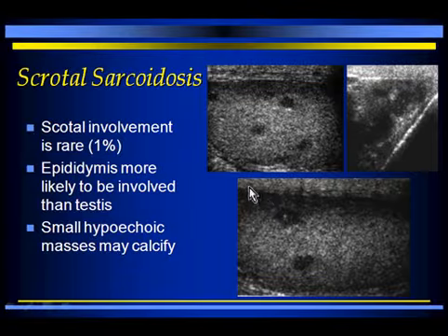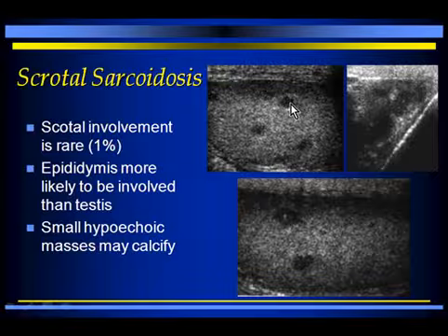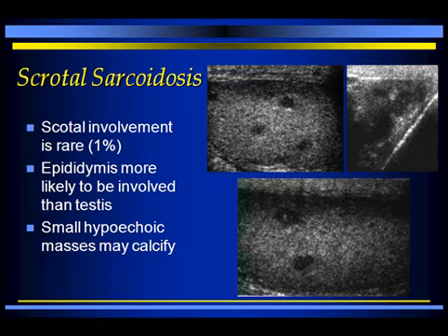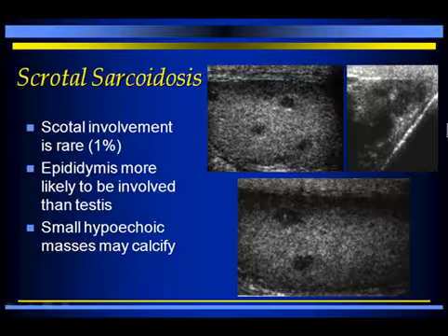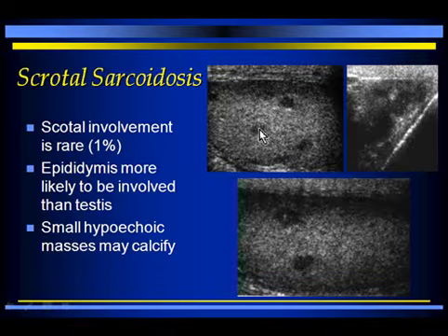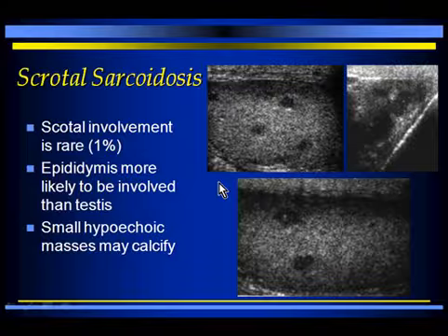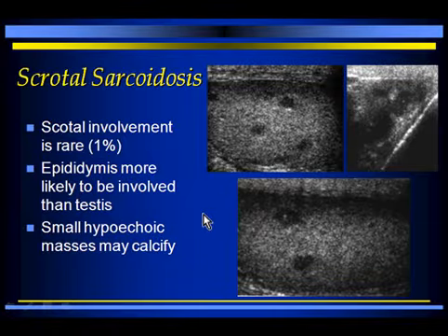This is actually a very interesting case. This next patient was a known sarcoid patient who had scrotal involvement. Scrotal involvement is actually relatively rare in sarcoid, but it's seen in up to 1% of patients. In general, the epididymal involvement is more common than the testicular involvement, but whether it's in the epididymis where you're seeing hypoechoic areas, or whether it's in the testicle itself where you're seeing hypoechoic foci, the hypoechoic foci are classic for scrotal sarcoidosis. They're not specific for it, but in the right setting, you can make that diagnosis, and these small hypoechoic masses can calcify.